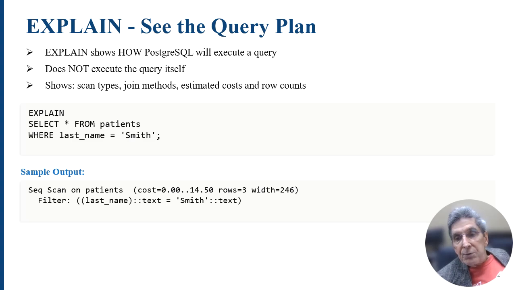The rows estimate of 3 means Postgres thinks about 3 rows will match. The width of 246 means each returned row is estimated at 246 bytes. And the filter line shows what condition is being applied to each row during the scan. Here we can see that it is filtering on the last name equals Smith. And the key takeaway from this output is that we're doing a sequential scan, which means there's no index on the last name being used.